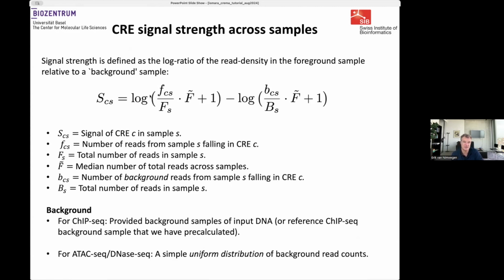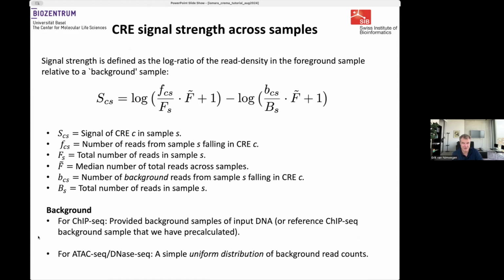Plus 1, take a log. And now subtract the background. So this is in the background sample for sample S: how many background reads map to the CRE, divided by the total number of reads in sample S, again multiplied by the same median total, plus 1.